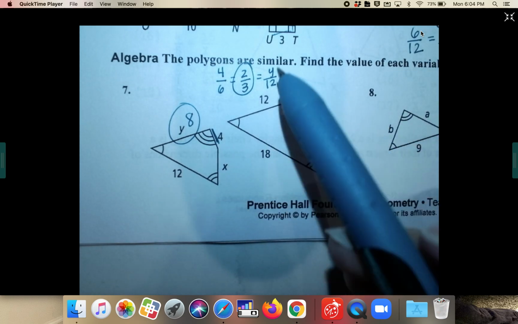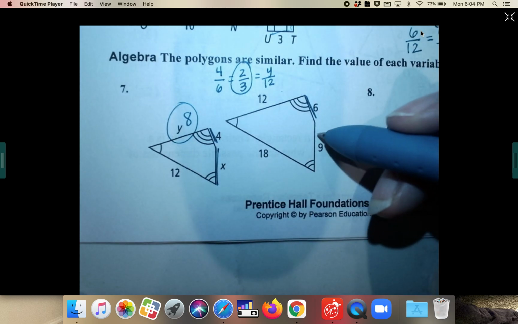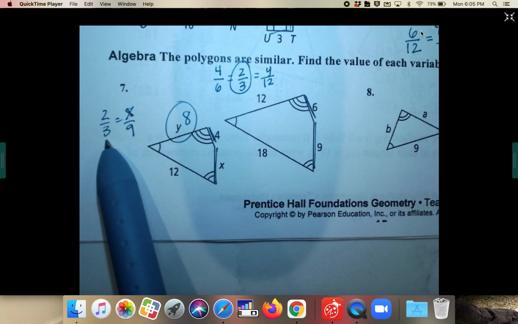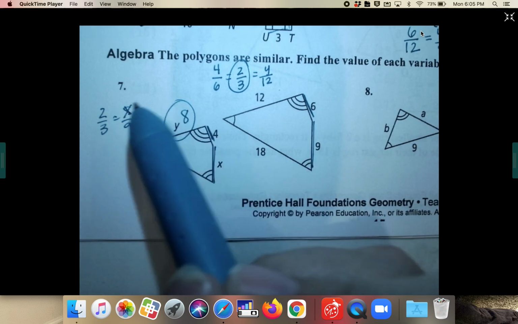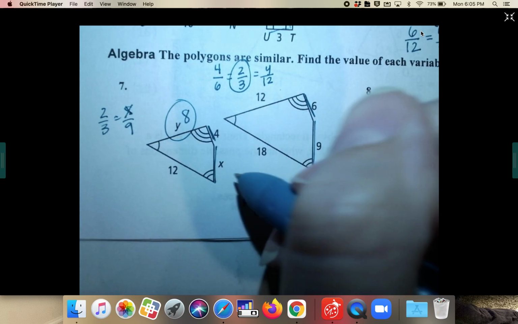For x, 2 to 3 equals x to 9. Be sure you don't put 9 over x. If you're going the smaller to the bigger, then you need to put the smaller to the bigger as well. And then you can do the bat and the ball. 18 divided by 3 is 6, so x is 6.